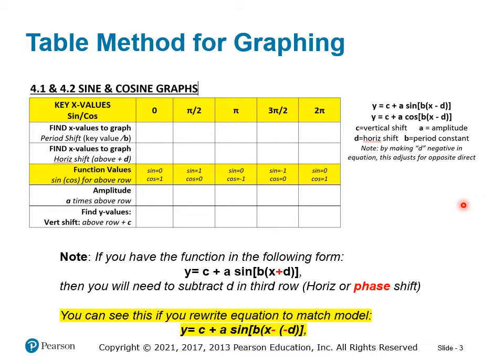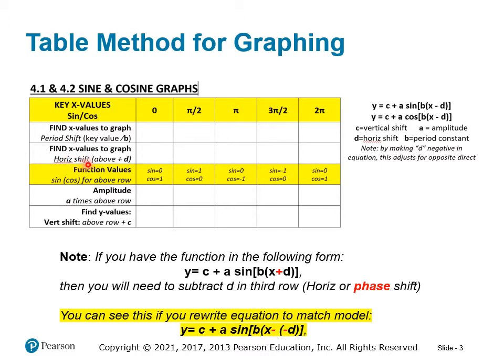Note that by making d negative in the equation, this adjusts for the opposite effect, if you will. So if d is negative, then the graph will shift in the positive direction, and if d is positive, it will shift in the negative direction. This is explained a little bit more by this comment at the bottom. So if when you write the function you have a plus d, instead of the minus d that's in the model, then we're going to need to subtract d in this third row here.